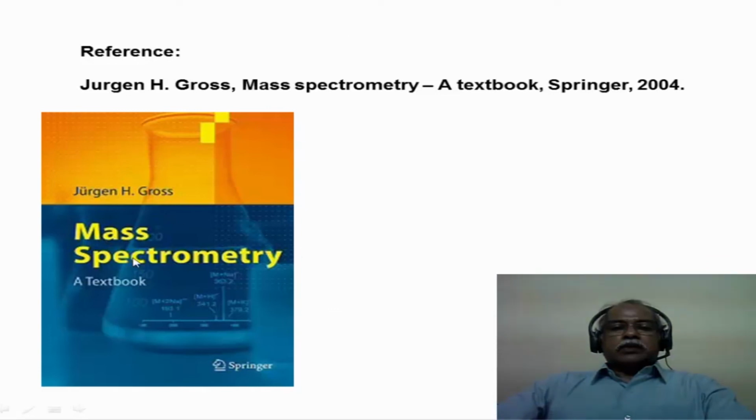Now this book is a good source of information generally for mass spectrometry, particularly for electrospray ionization mass spectrometry as well as MALDI mass spectrometry: the mass spectrometry textbook by Jürgen Gross, published in 2004. So what we have seen in this module is the application of electrospray ionization mass spectrometry for the analysis of TLC plates, then an introduction to MALDI mass spectrometry, the basic principle, the principle behind the time of flight analyzer of MALDI mass spectrometry, and some examples of various compounds being analyzed by MALDI spectrometry. Thank you for your attention.